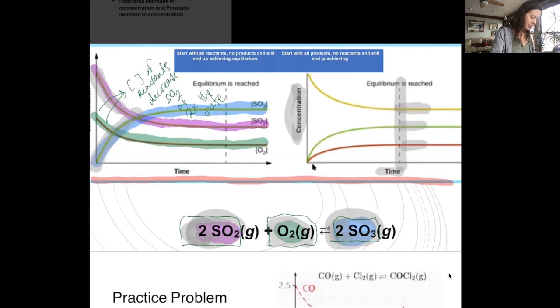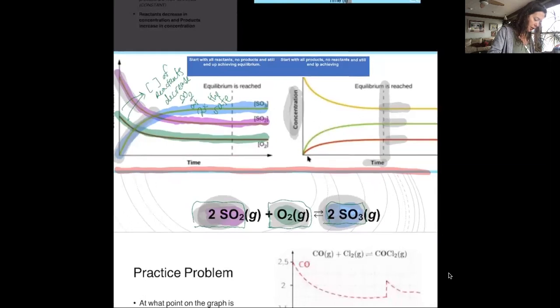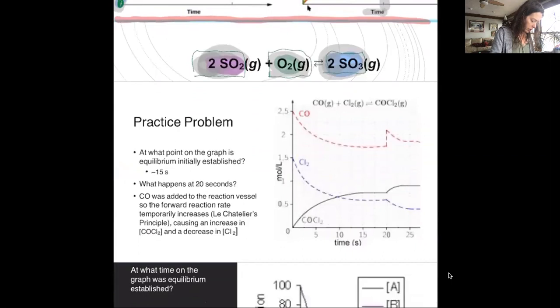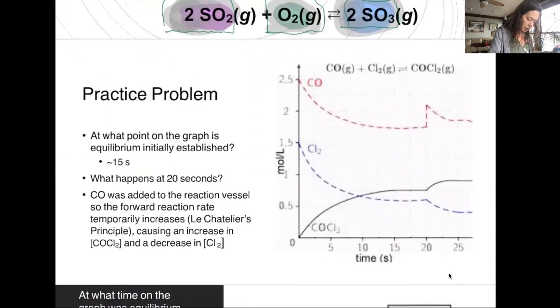Notice also that in the end, over here, we start with no products and we just have reactants. Practice problem: at what point on the graph is equilibrium established? Well, it looks like that would be around here, and there's your 15 seconds. What happens at 20 seconds? Well, it looks like at 20 seconds, we must have added something. We must have added some carbon monoxide, and then it had to reestablish equilibrium.